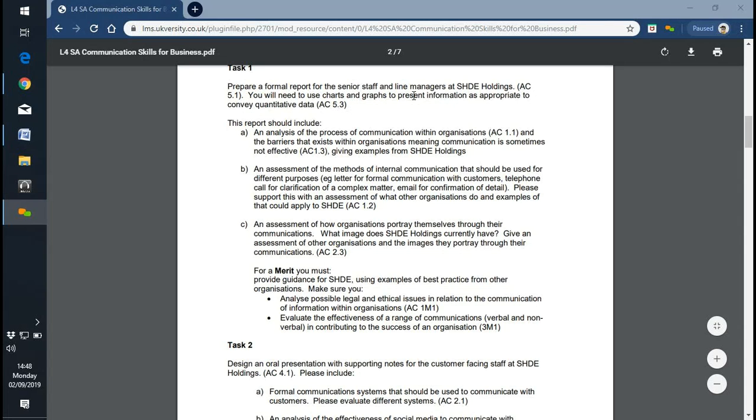So you'll need to use charts and graphs to present information as appropriate to convey quantitative data. The report should include an analysis of the process of communication within organisations and the barriers that exist within those organisations, meaning communication is sometimes not as effective as it should be. And give examples from SHDE Holdings.